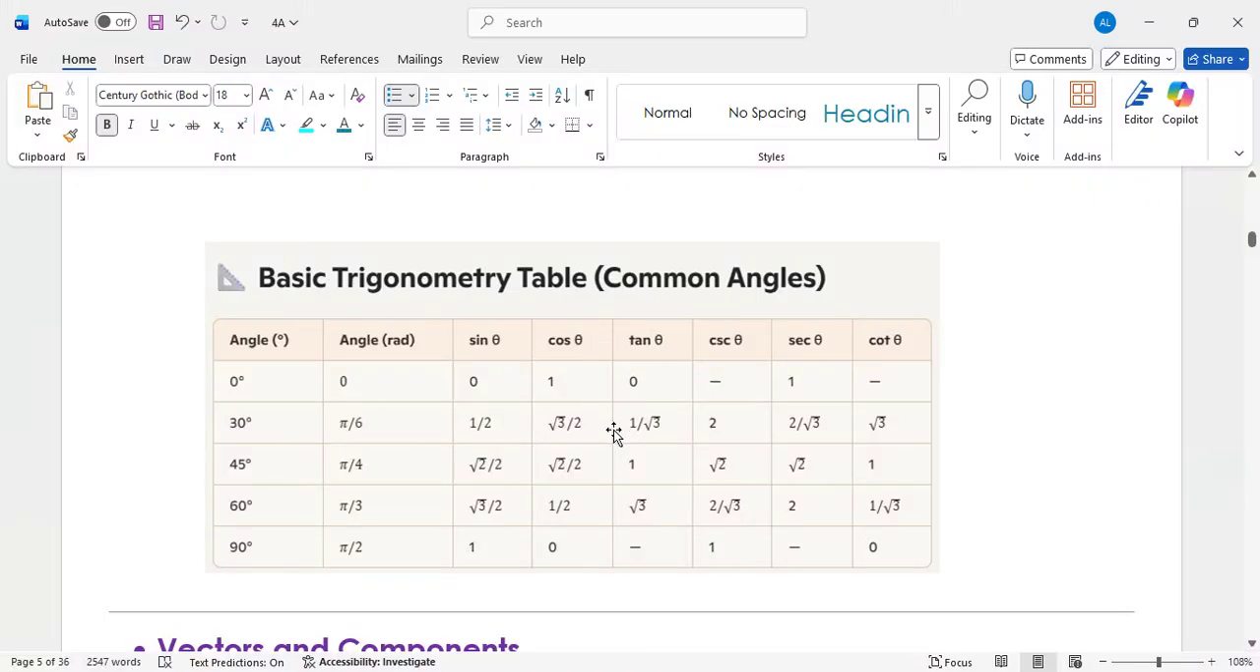Cos 30 is root 3 by 2. Remember, cos 45 is root 2 by 2. It's the same; as you can see, sine theta and cos theta are the same. Cos 60 would be half. Tan 60 would be root 3. Tan 45 would be 1. Tan 30 would be 1 by square root of 3.